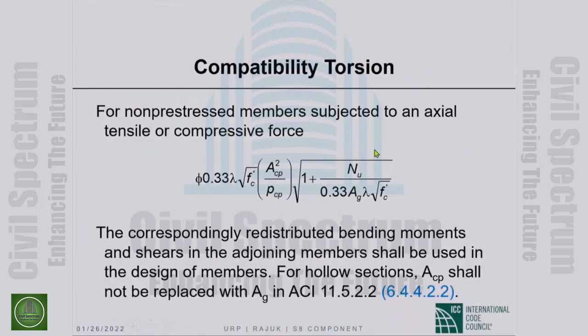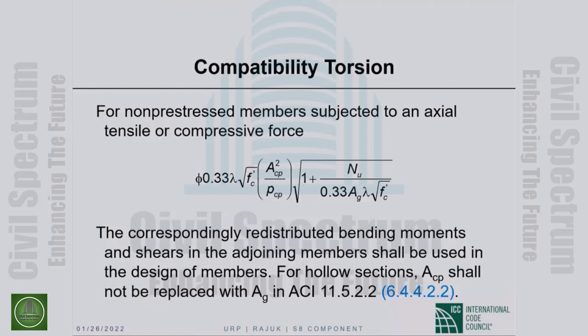If it is a non-pre-stressed member with axial tension or compression applied, then this is the expression for cracking torque, as we have seen before. The correspondingly redistributed bending moments and shears in the adjoining members shall be used in the design of those members. Again, for hollow sections, in these computations, A sub CP shall not be replaced with A sub G.